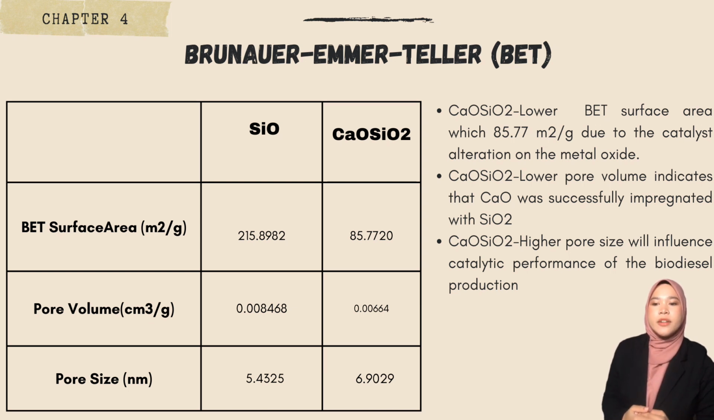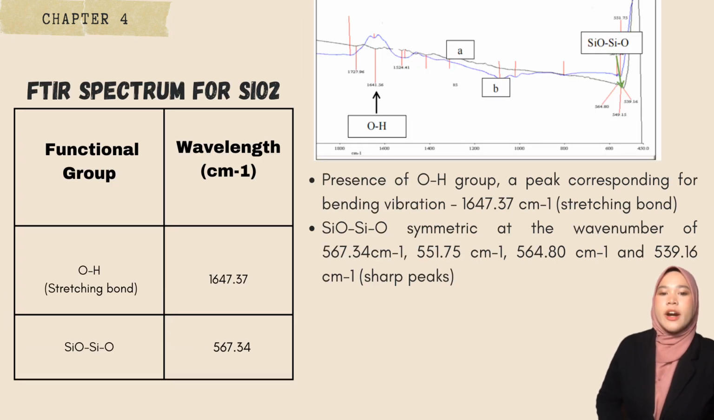First, lower BET surface area, which is 85.77 m² per g, due to the catalyst alterations of the metal oxide. Next is the lower pore volume, which indicates that CaO is impregnated with SiO2. Last but not least, higher pore size will influence catalyst performance in biodiesel production, which indicates that CaO-SiO2 has the highest pore size.